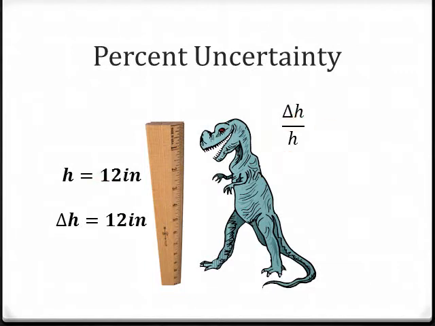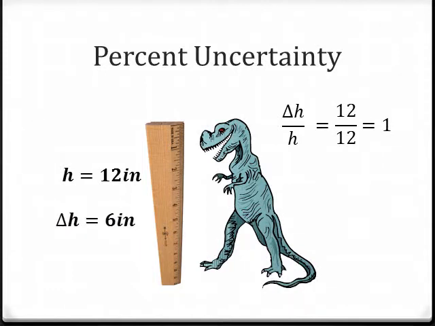So if we calculate that quantity, it would be 12 over 12, which is obviously equal to 1. What does this new quantity mean? When we take the uncertainty of a value and divide it by the value, this 1 here means we are 100% unsure about how tall this dinosaur is. A height of 12 inches and an uncertainty of 12 inches just really goes to show I know nothing about it, right? Well, let's say my uncertainty was a little bit better.